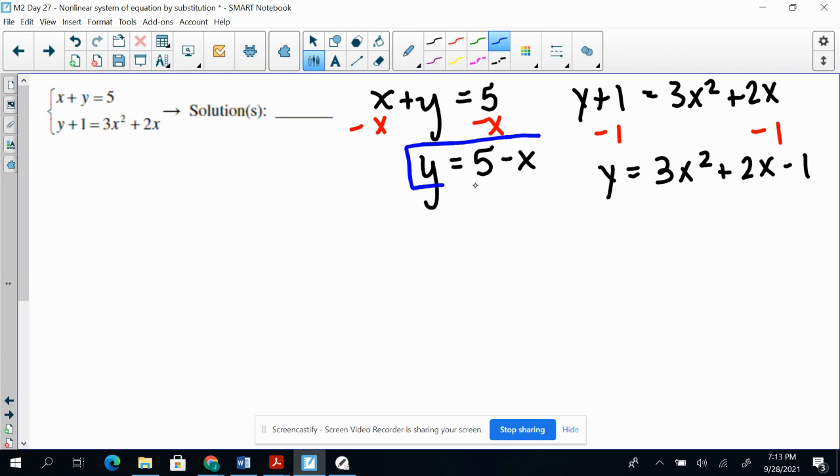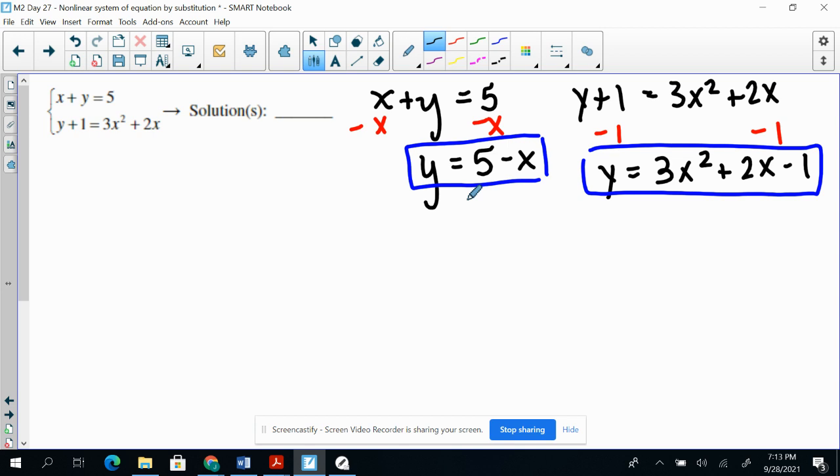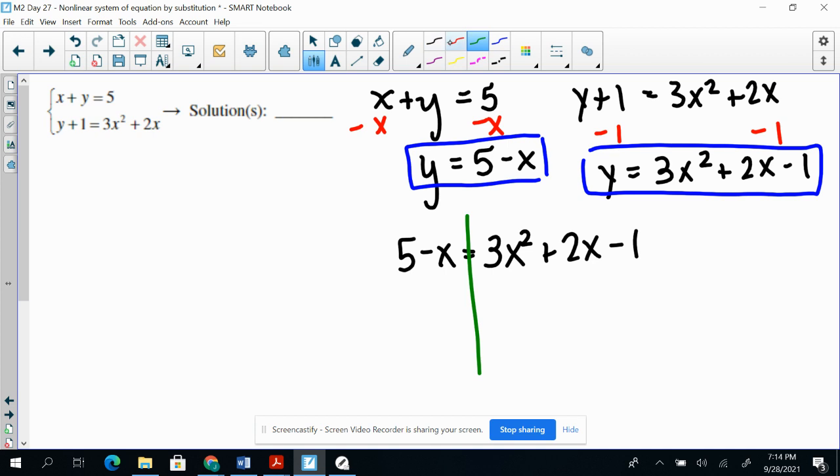Now, these two are in the form like our previous examples, so we can just set them equal and then solve. So 5 minus x equals 3x squared plus 2x minus 1. We're going to combine like terms because, again, we're crossing the equal sign and we need to set it equal to 0. So I'm going to subtract 5 from my constant. I'm going to go ahead and put plus x as well, and it goes with the 2x because those are like terms. So 0 equals 3x squared plus 3x minus 6.